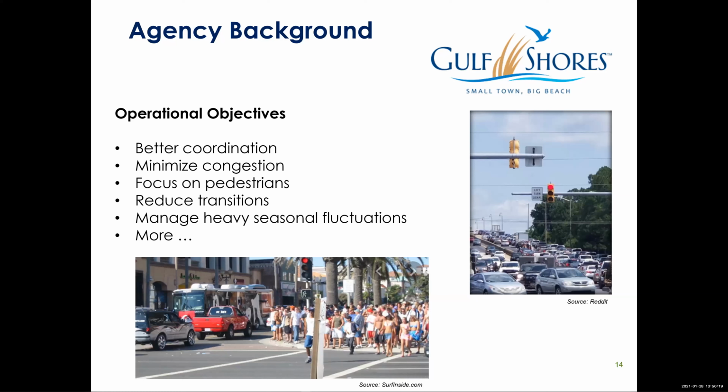Also, anytime there's a storm pop up, it can go from no congestion to full congestion as people are leaving the beaches. They also have a huge amount of pedestrians, so they needed to focus on pedestrian timings. And with all the coordination plans they wanted to use, they had to somehow reduce the transitions, keep them down to a reasonable time so that they didn't have to worry about spending most of their time in transition. And of course, the heavy seasonal fluctuations. Those are the main 5 objectives that they wanted to focus on. But again, it was probably 8 or 10 others that we really needed to address as well.